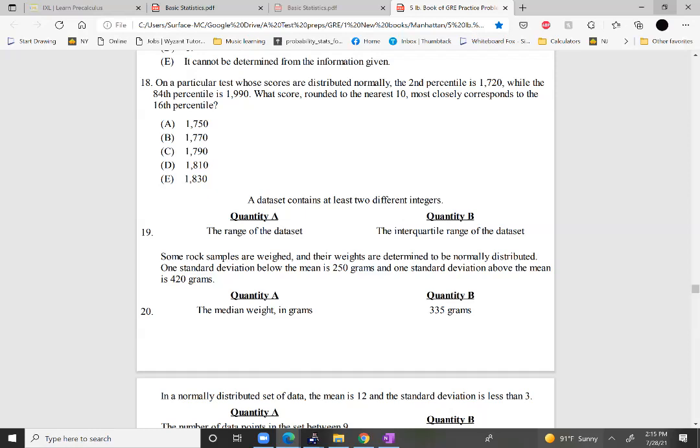Okay, I don't know. I'm stuck. I drew a bell curve. 1990 is the 84th percentile. I know 34% scored between the 50th percentile and the 84th percentile, and that would be another 34% under the 50th for the 16th percentile. I just don't understand how to do that with the scores. Let me show you.